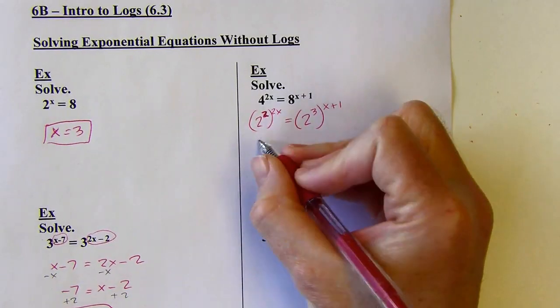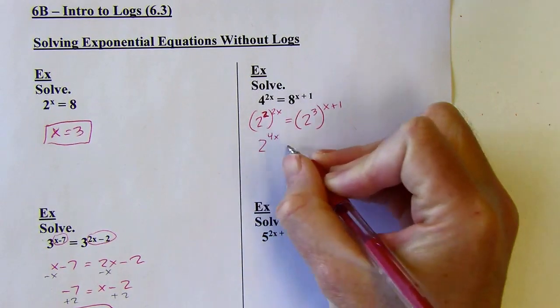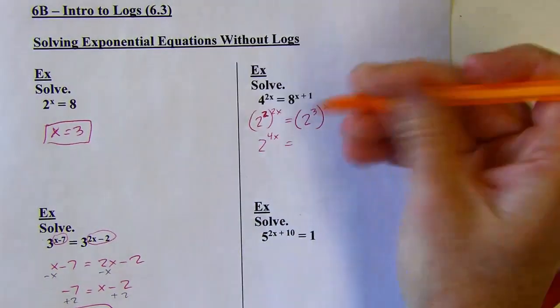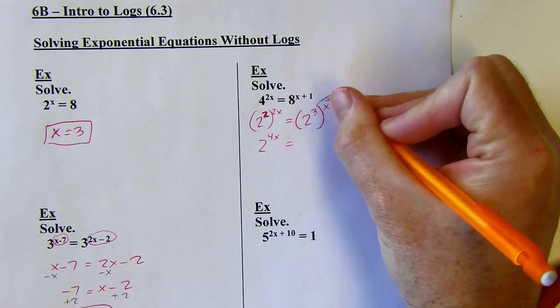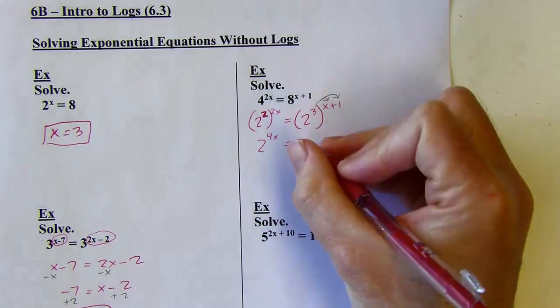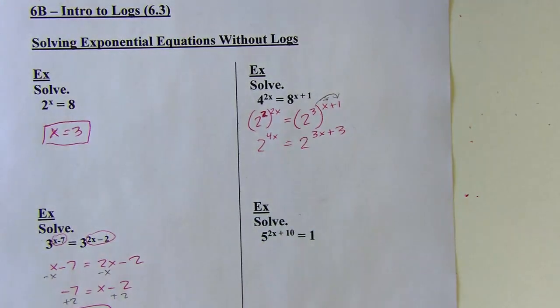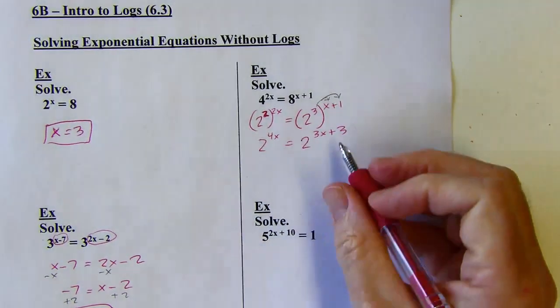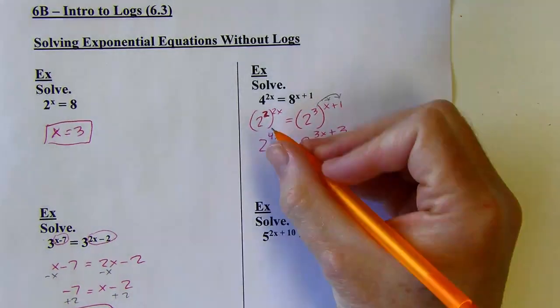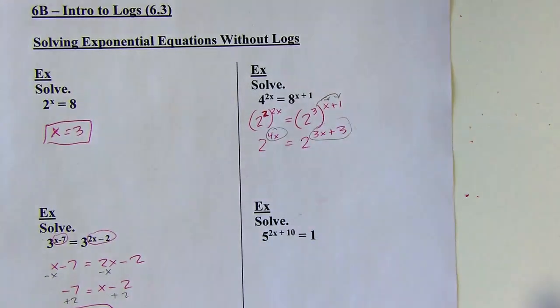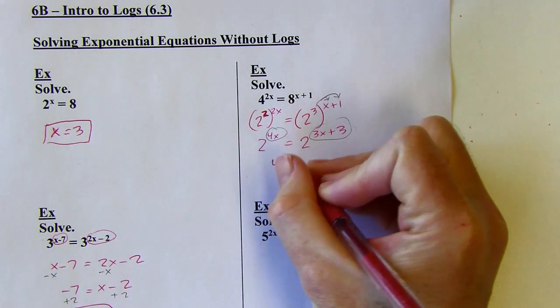And then when I simplify the left side of this, 2 to the 4x, when I simplify the right, I'm multiplying 3 times this binomial, right? So don't forget to distribute that. So it's 2 to the 3x plus 3, not 3x plus 1, okay? Now I set the exponents equal because I have the bases equivalent.